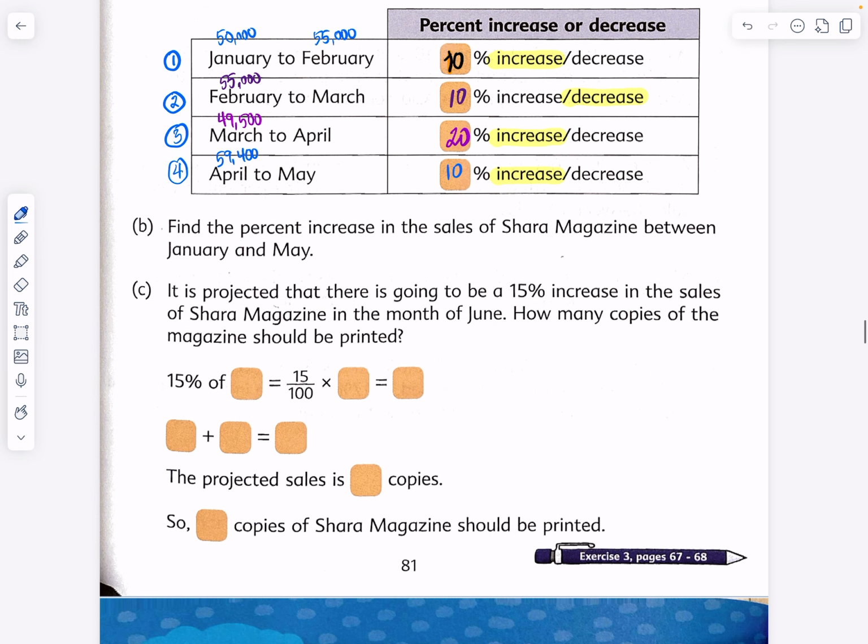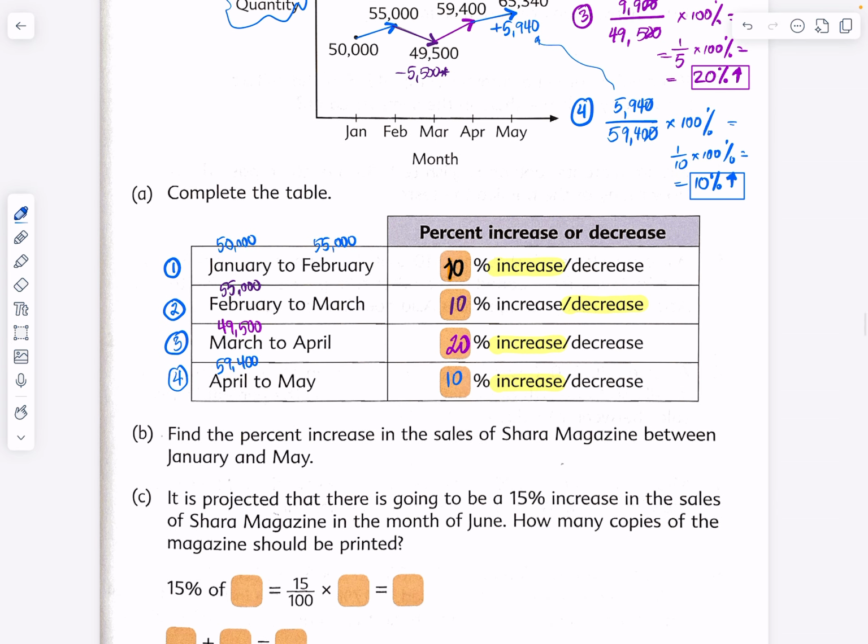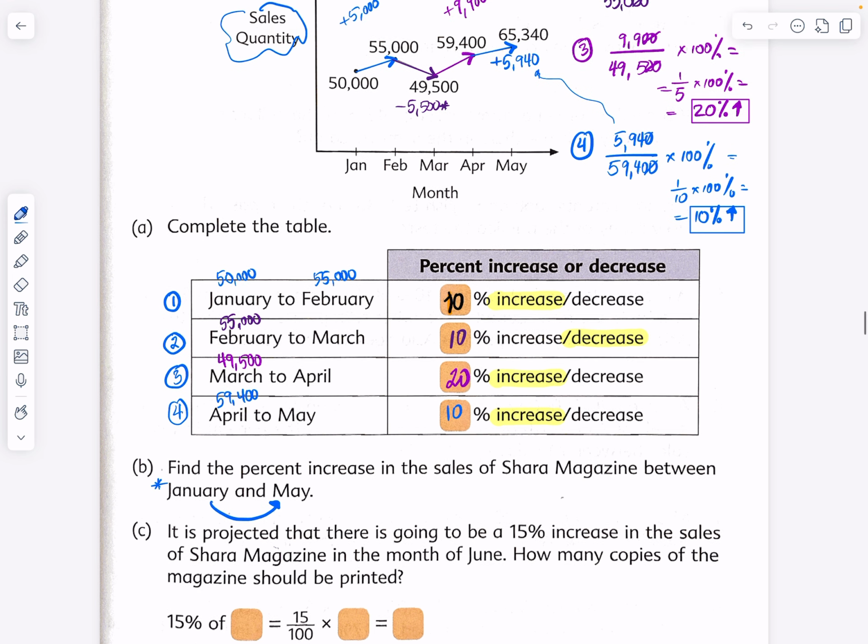Let's answer the rest of the question. 5% increase in the sales of Shara magazine between January and May. Well, now again, January is our benchmark, and we're comparing it to May. Well, let's do the full calculation, right? How many magazines were sold in January? 50,000. And in May, oh my goodness, 65,340 copies minus 50,000, right? So we do see that there was an increase.